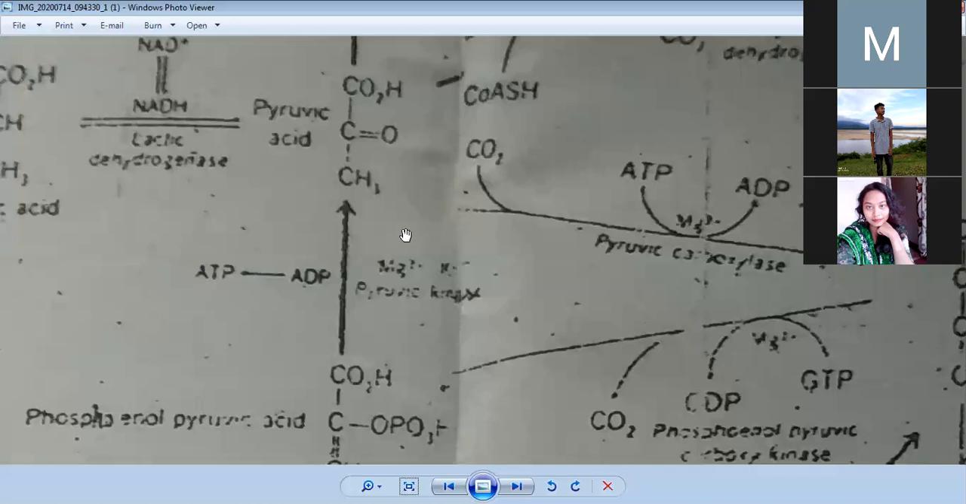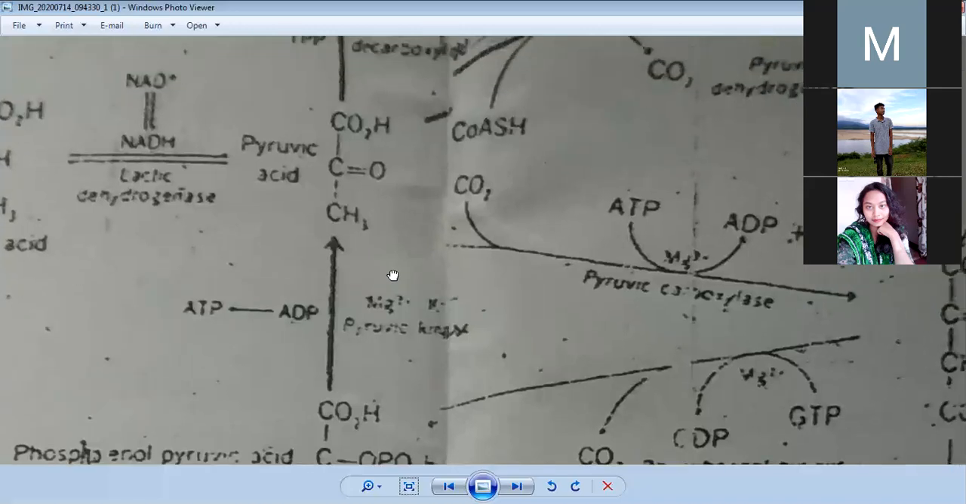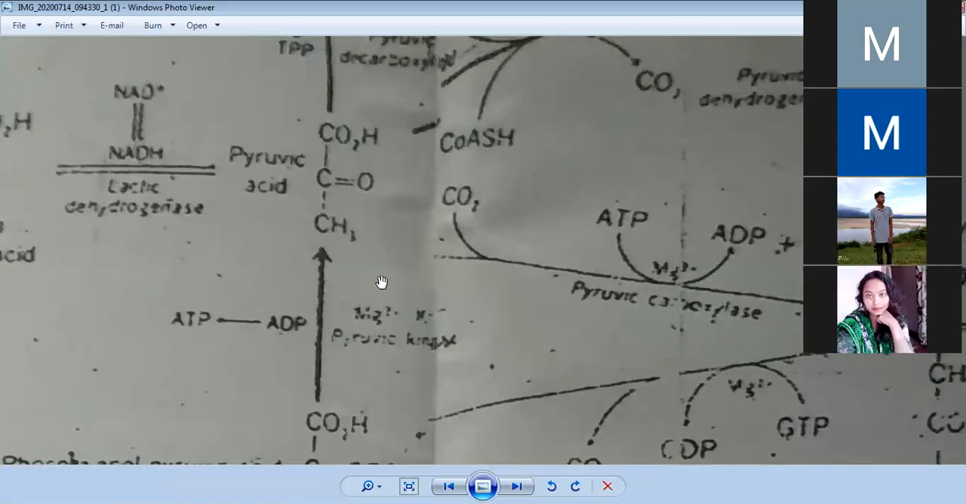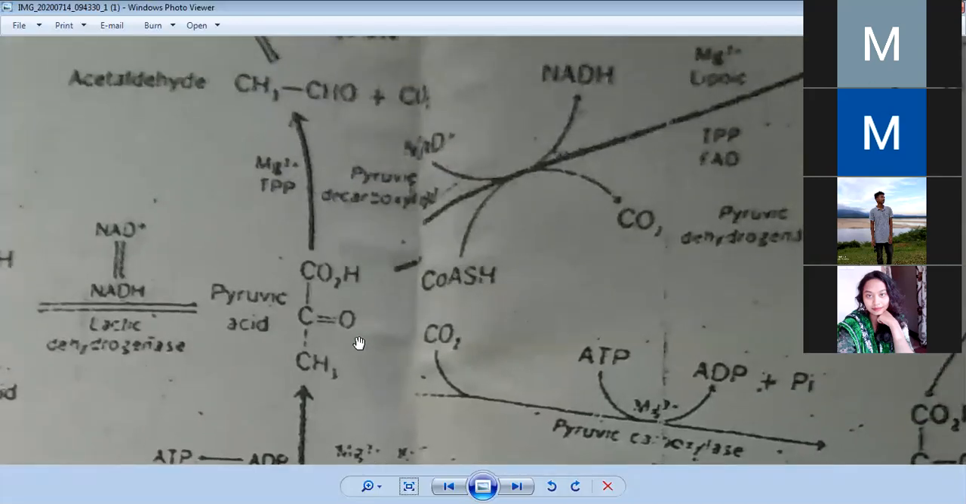So what will be the name of the enzyme then? Kinase. Which kinase? Pyruvate kinase. So then this pyruvate kinase, you can see from here, pyruvic acid has lots of ways. It can go this way, it can go that way. There are lots of ways for pyruvic acid that we will discuss later on.